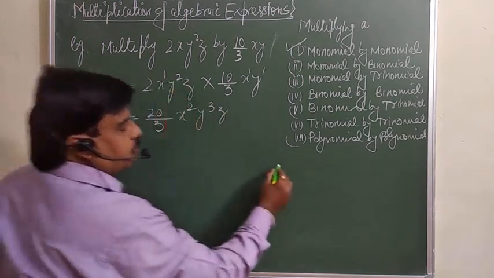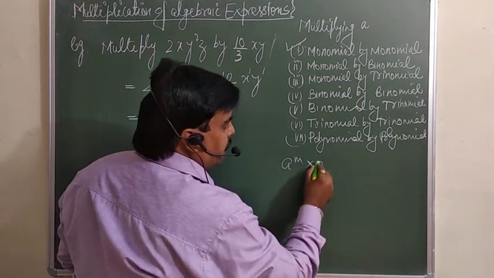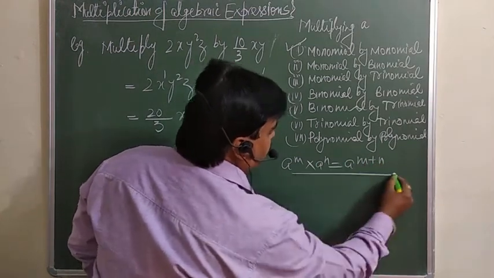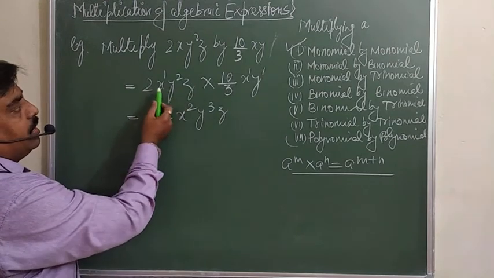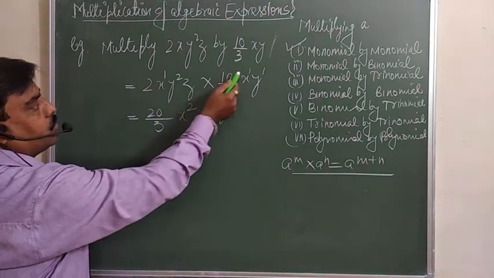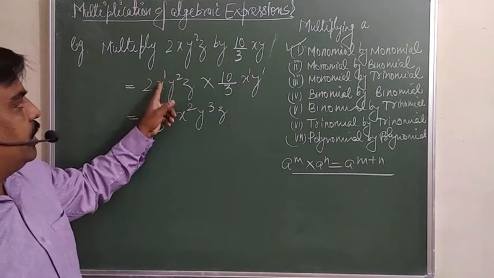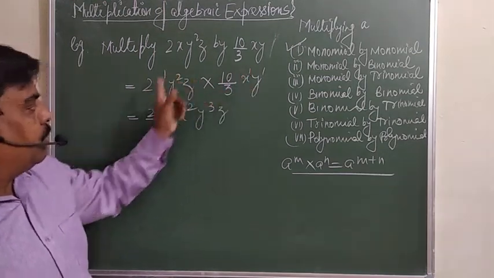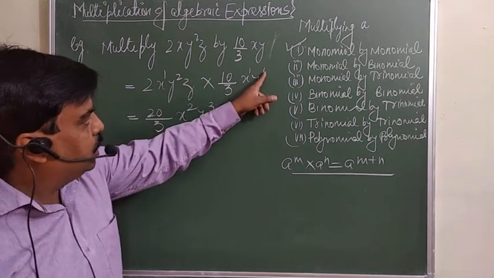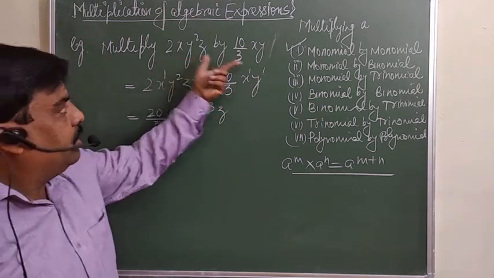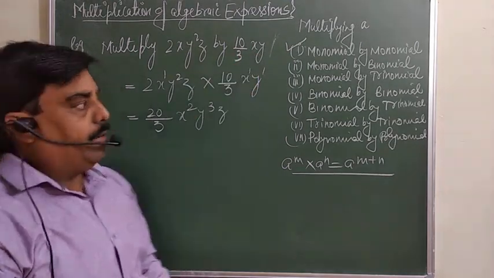Here we actually apply e raised to power m into e raised to power n, that is, the powers will be added. If the bases are the same, you are supposed to add the exponents. If the bases are the same, we add their exponents. So the power of x is 1 and here 1, so 1 plus 1 is 2. For y, 2 plus 1 is 3. So you can multiply a monomial by a monomial.